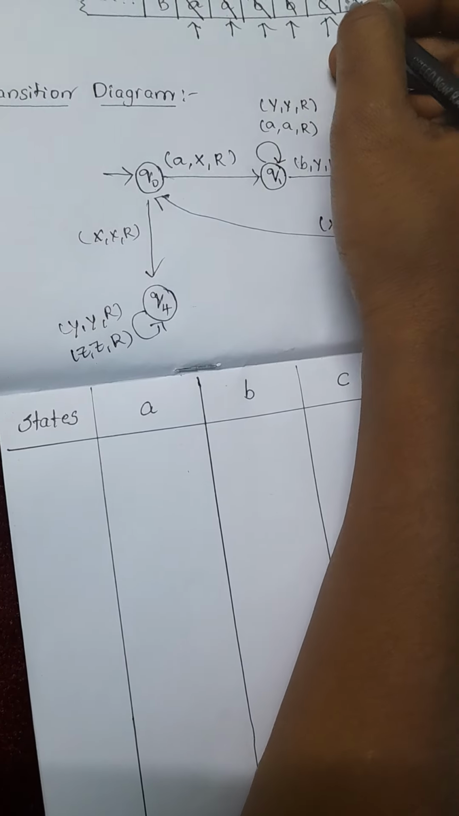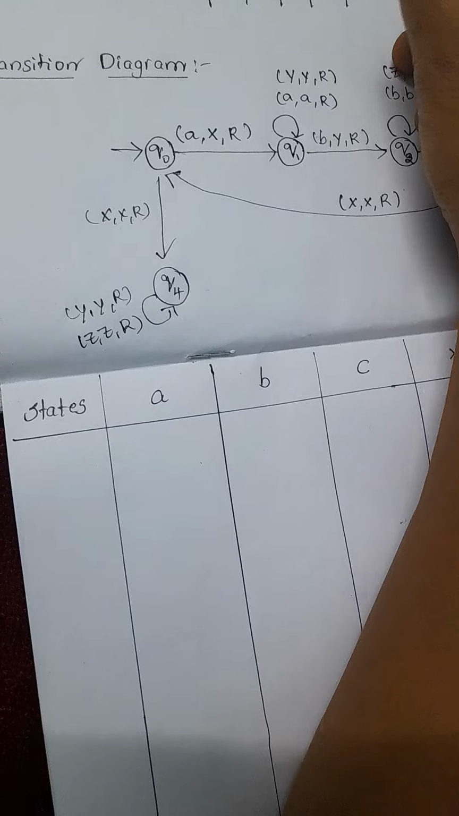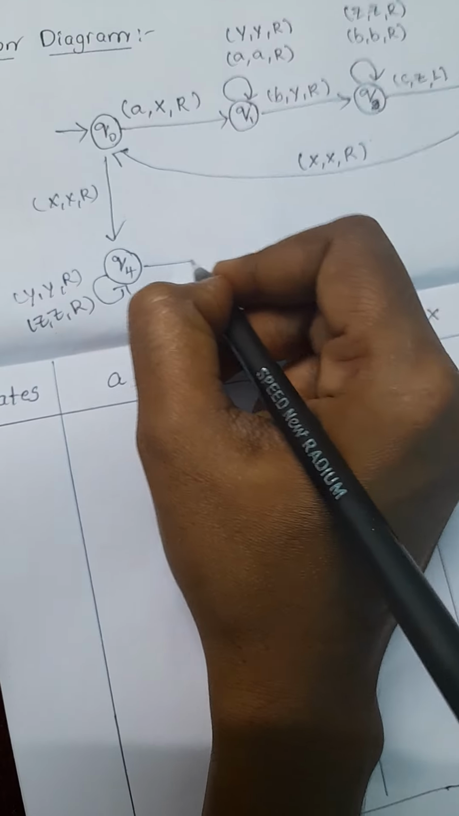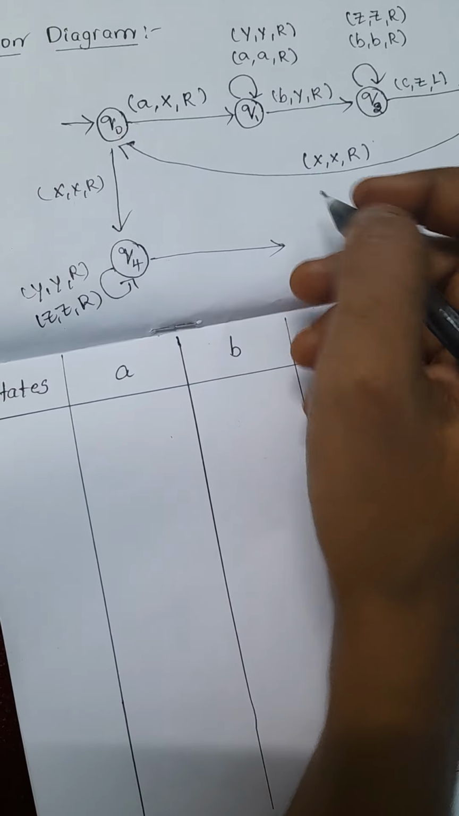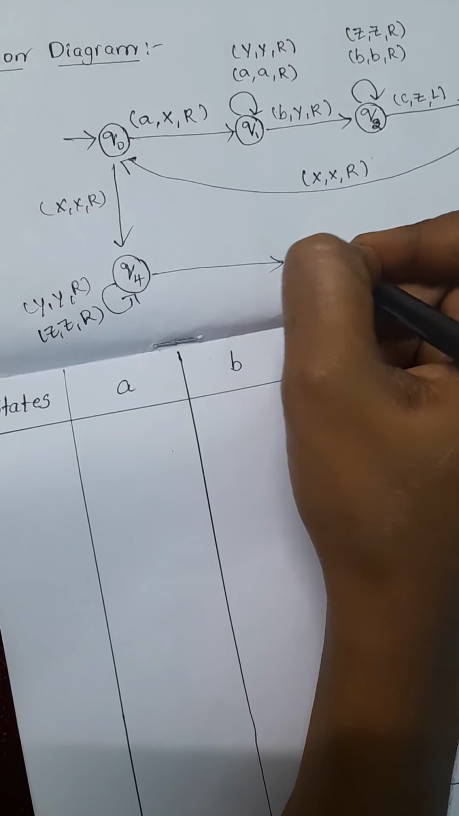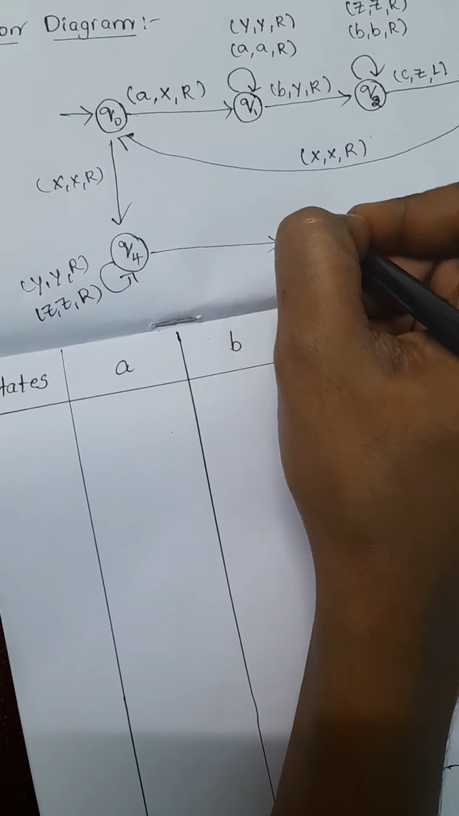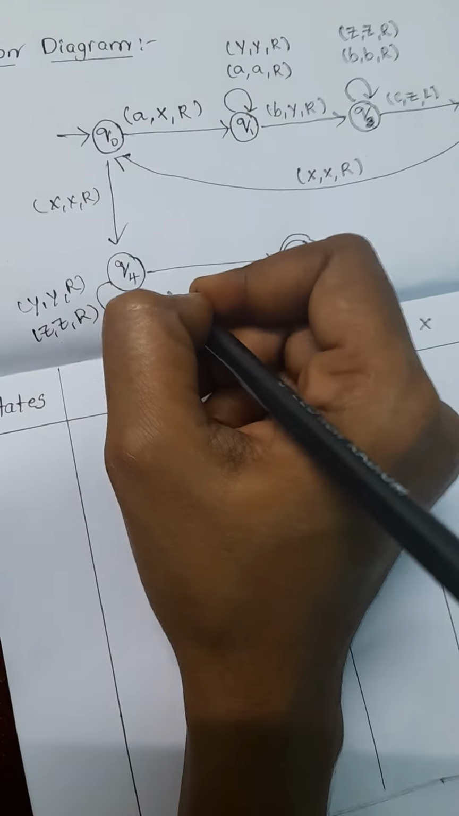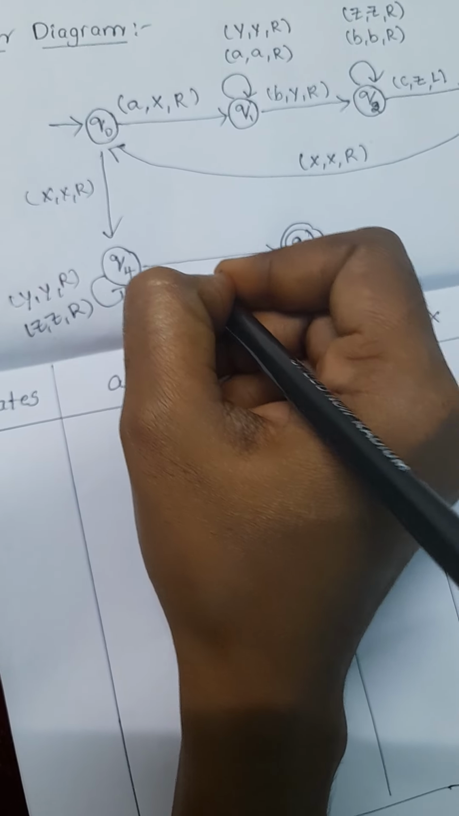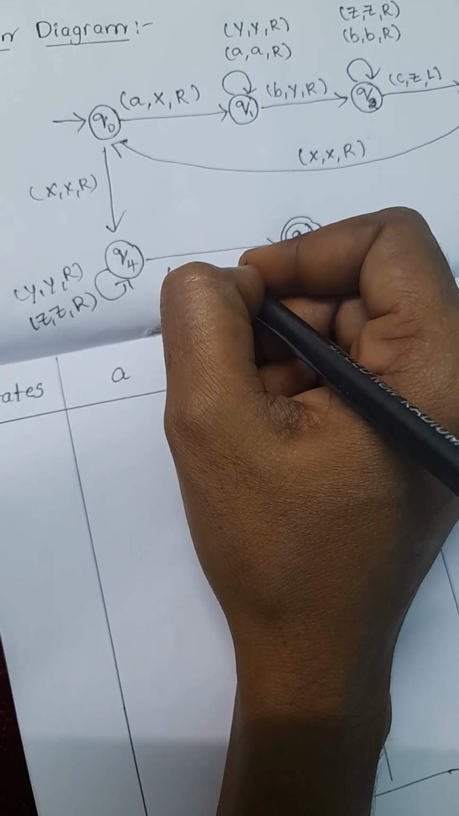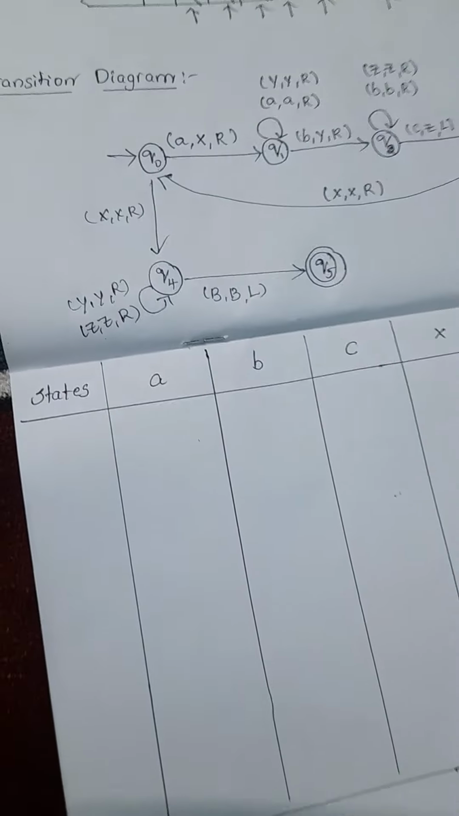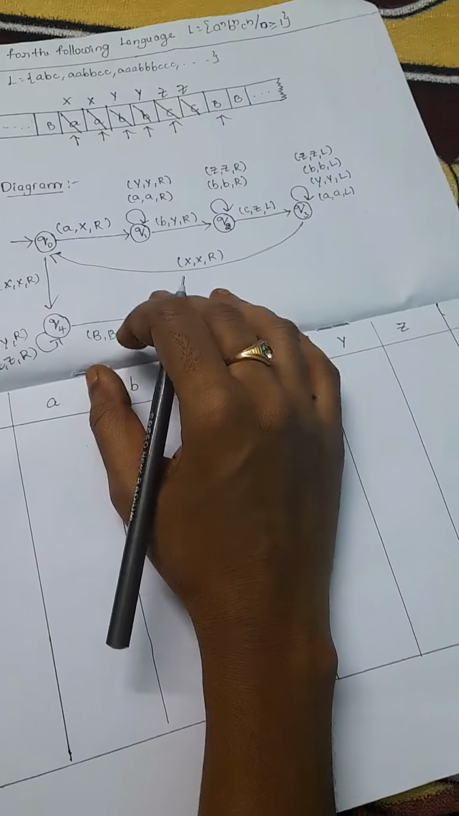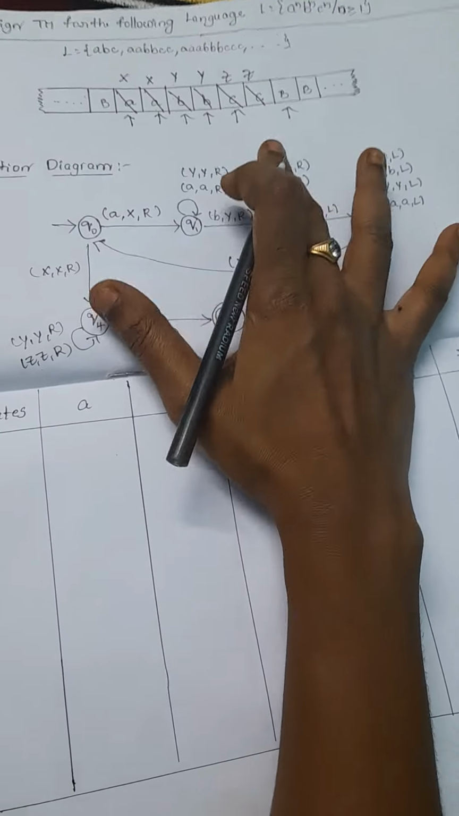And finally, after completing all the symbols, we will read the blank symbol from this Q4 state. Whenever we are reading the blank symbol, we will move to the final state, that is nothing but Q5 state. Here blank symbol remains blank symbol only, we need to move left side or right side, you can write. Okay, so this is overall the transition diagram for the Turing machine.